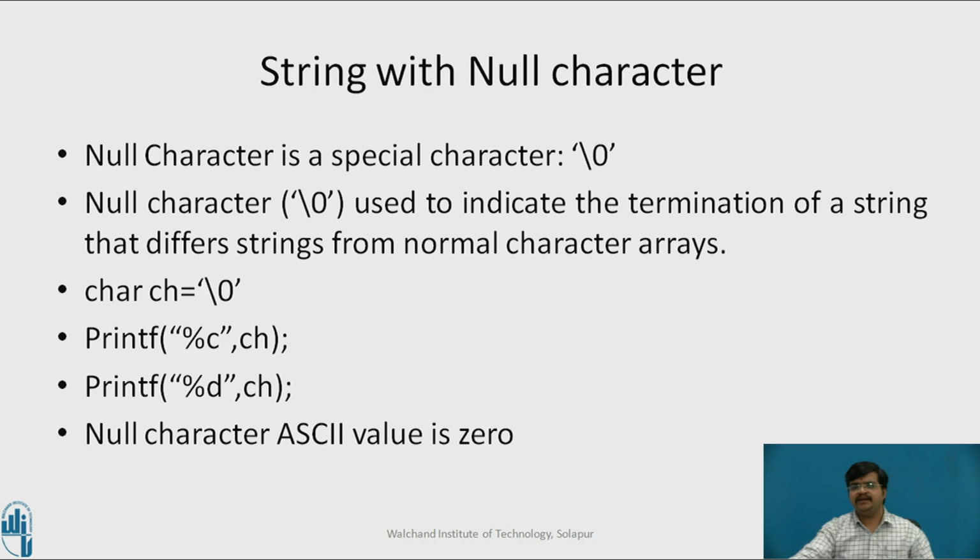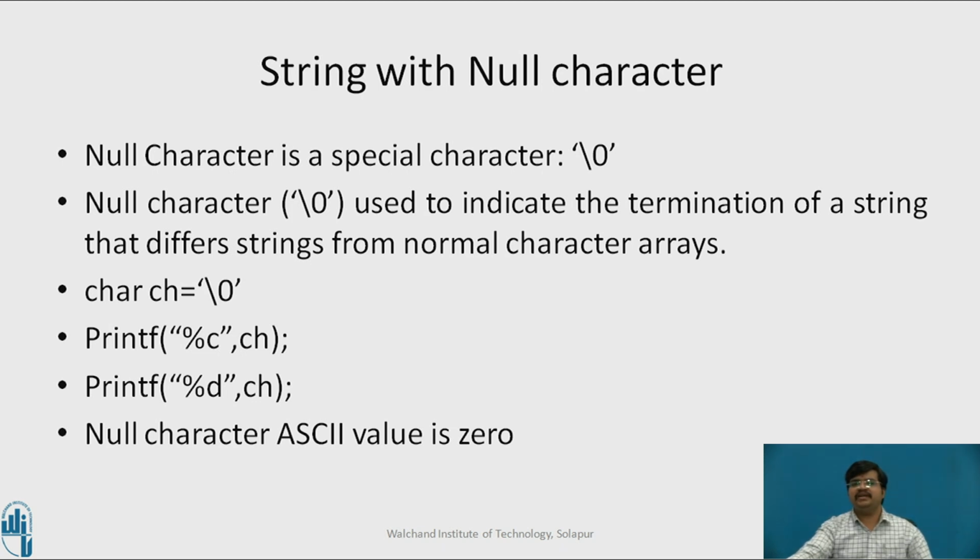After that, suppose I want to print this backslash 0, I want to print this null character. So point number 4 and 5. Just we are checking that after printing this null character, what output we will get. So point number 4, printf %c, ch, after printing this line, it is not going to print anything. Okay, so it is not going to print this backslash 0 on the screen. It is not going to show anything.